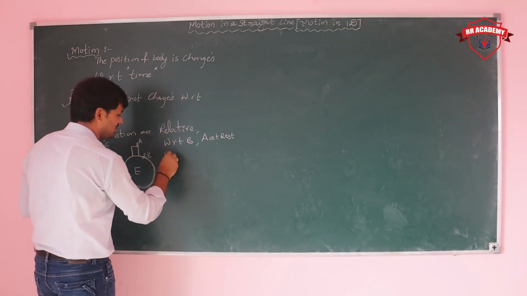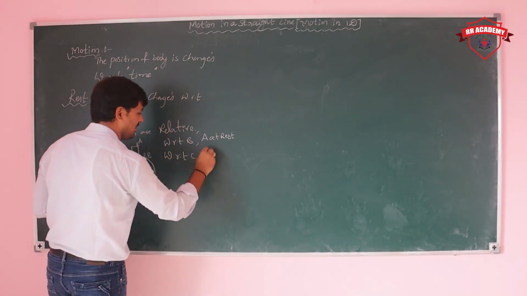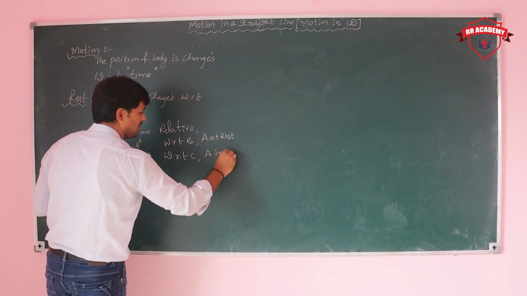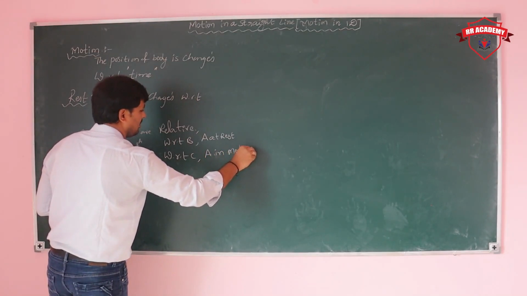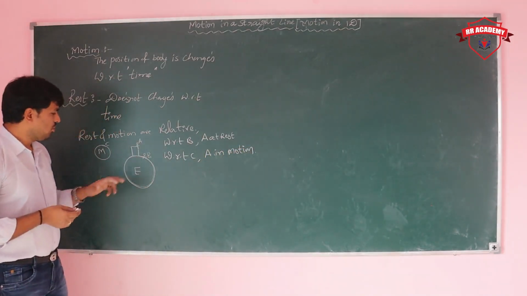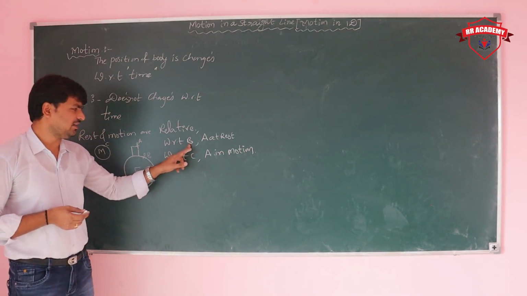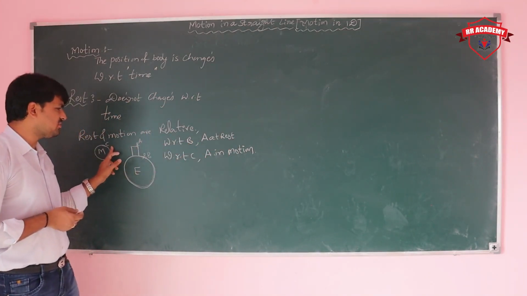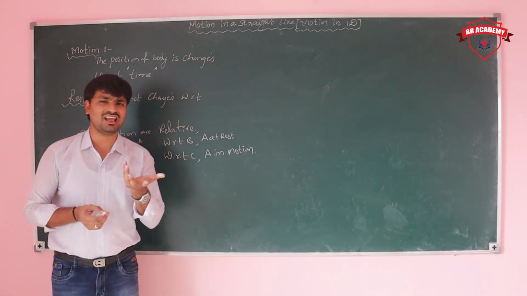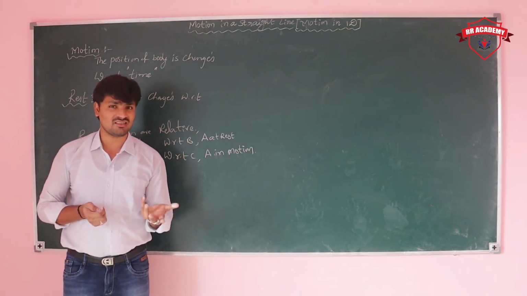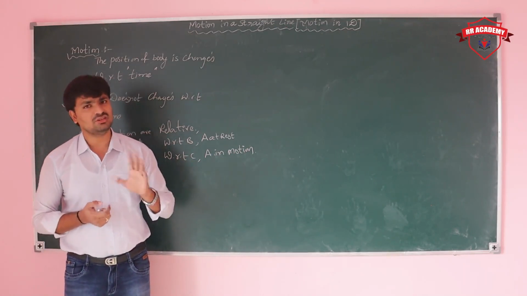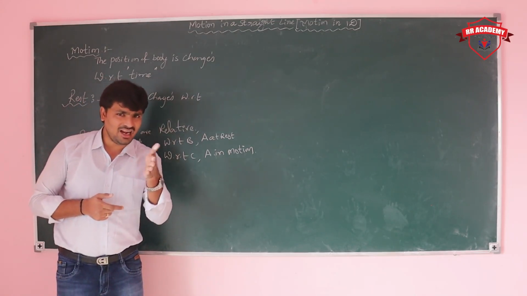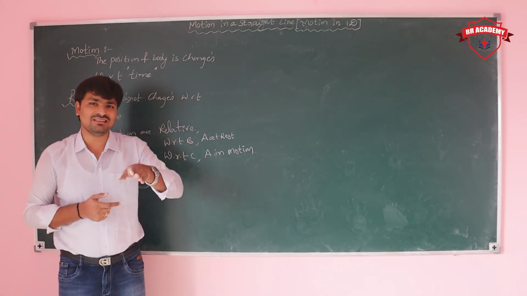So that means with respect to C, A is in motion. See here what has happened. One person is at rest with respect to B, and the same person is in motion with respect to C. But which thing is right? Both are right. So that's why we can say that motion and rest are relative.